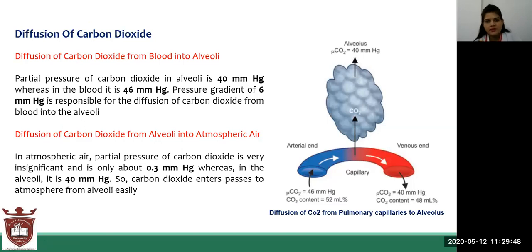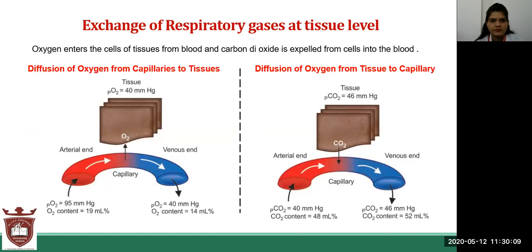Diffusion of carbon dioxide from alveoli into the atmospheric air. The partial pressure of carbon dioxide in the atmosphere is very low, about 0.3 mmHg, whereas in alveoli it is 40 mmHg. So it is more. So carbon dioxide easily passes to the atmosphere from alveoli.